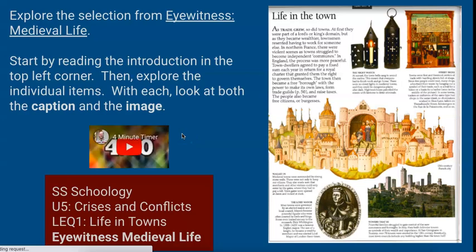From there, today I just gave students time to explore the source itself. I reminded them that it's important to begin with the introduction up here. So this is the top left corner. And then when we're looking at each piece, make sure you're looking at the images and the captions together. They're meant to feed off of each other so that you can kind of combine and make some inferences.